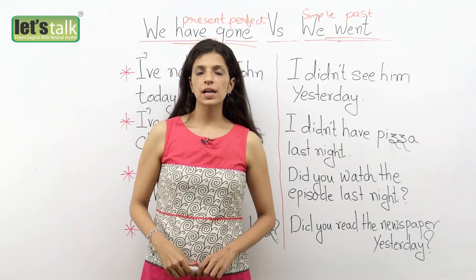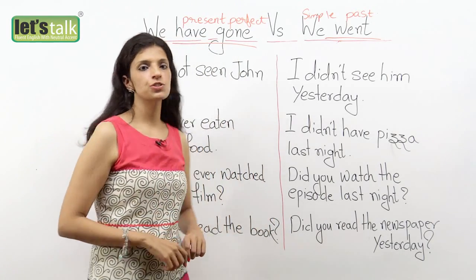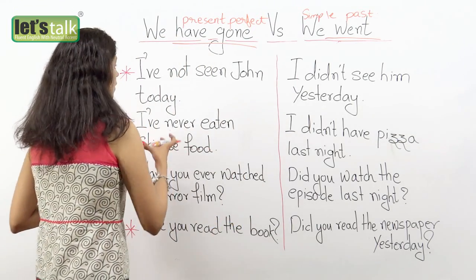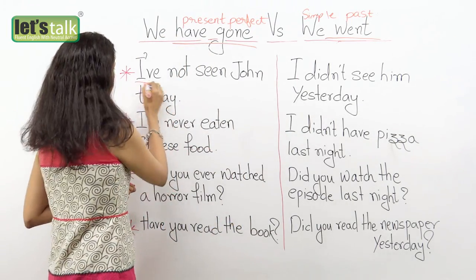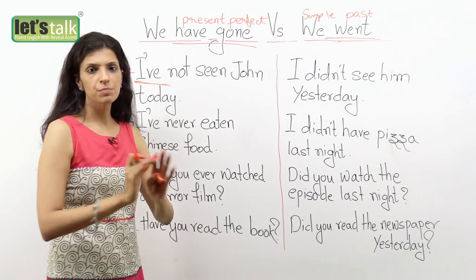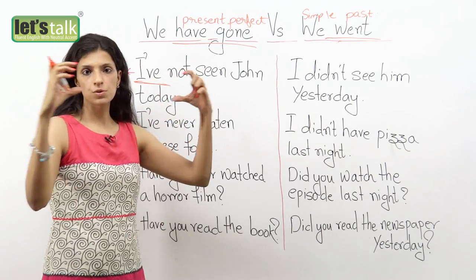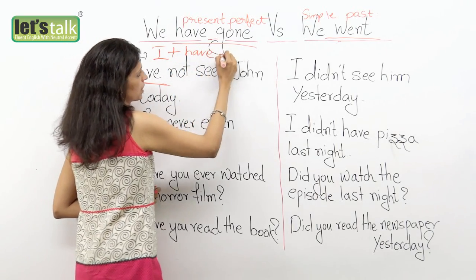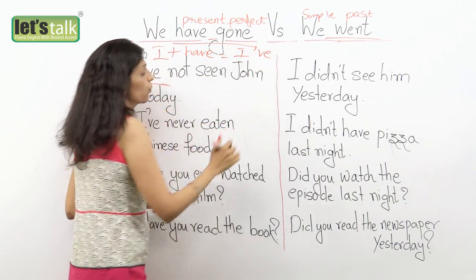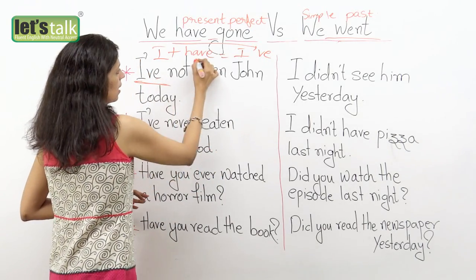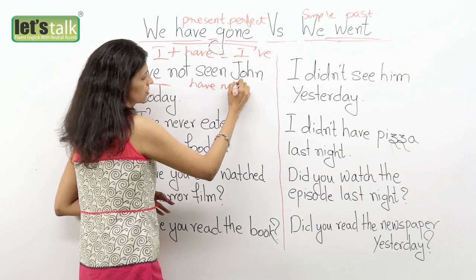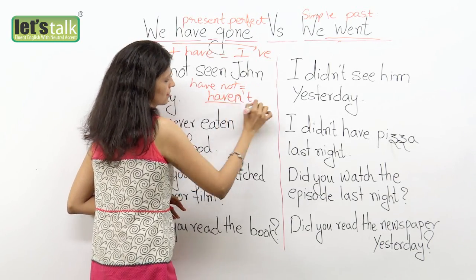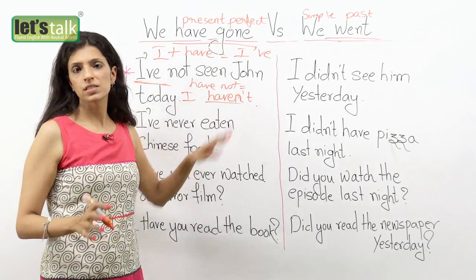Well, now let's take a look at how to make negatives and questions using the present perfect and the simple past. Okay, so I have not seen John today. Now what is I've? I've is nothing but a contraction. Contraction means you combine 2 words. That's I plus have becomes I've. Well, you can also contract have and not to make haven't. So you have I haven't. Either which way, both are correct.